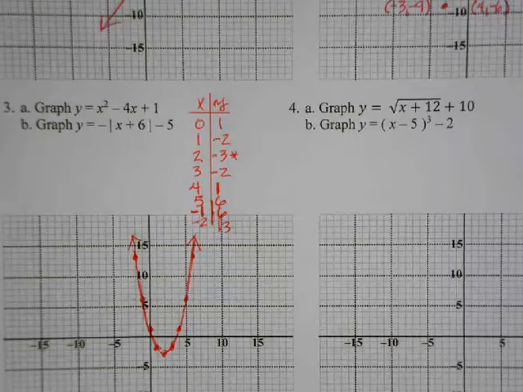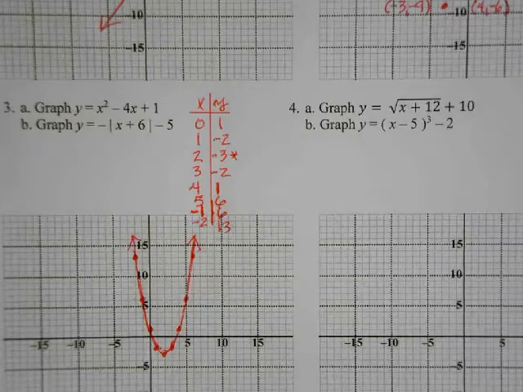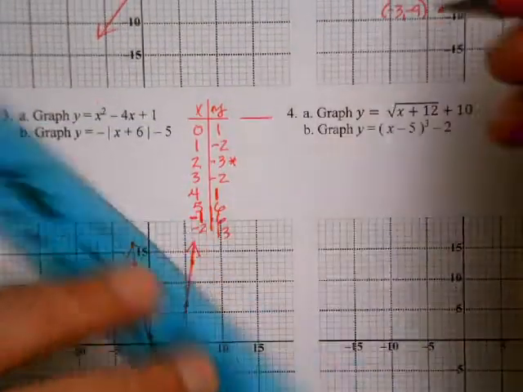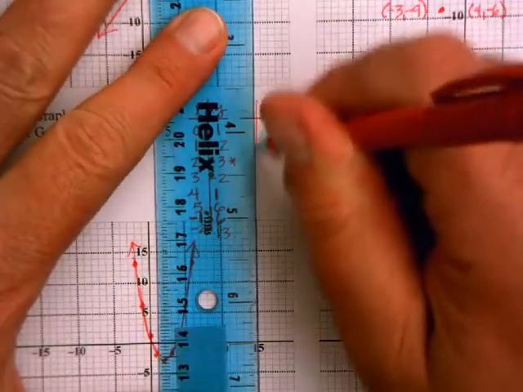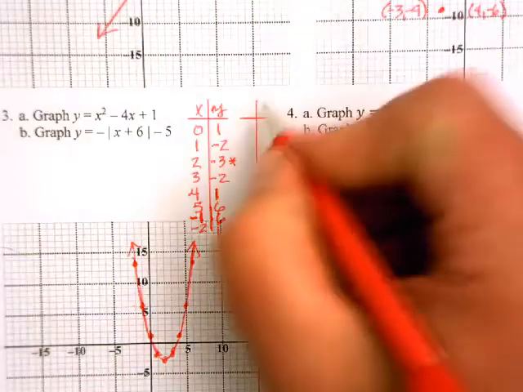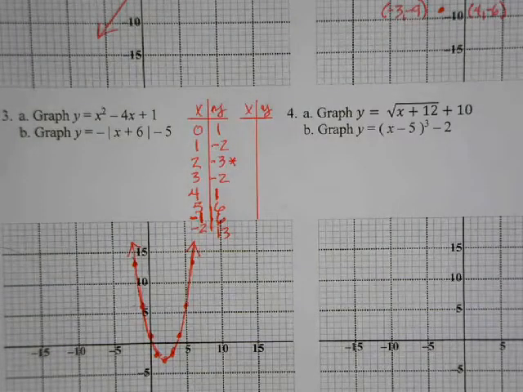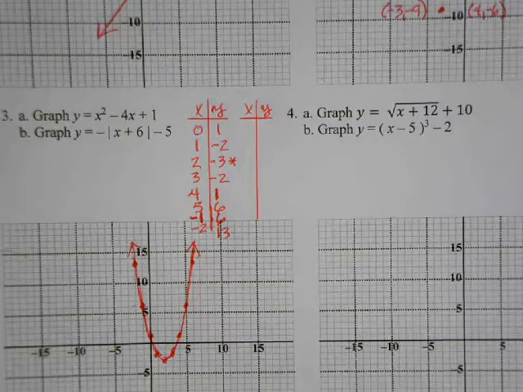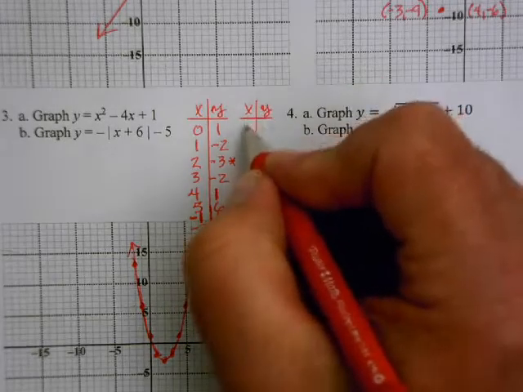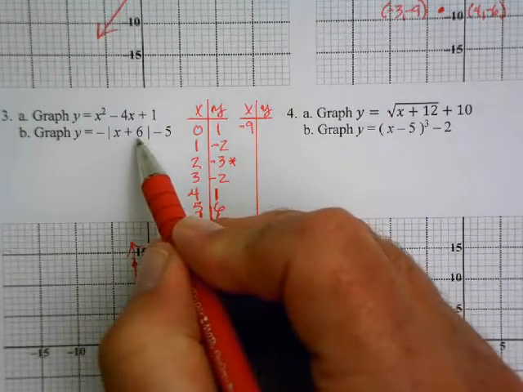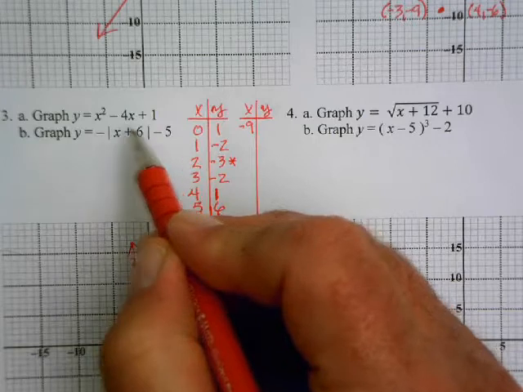All right, next we have an absolute value. Let's take a look at what that one looks like. Alrighty, let's see. I don't want to get too big here, but I'm going to start with negative 9. So negative 9 plus 6 is negative 3. The absolute value makes it positive 3. The negative sign out front makes that back to negative 3. Negative 3, subtract 5, negative 8.